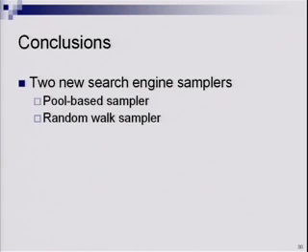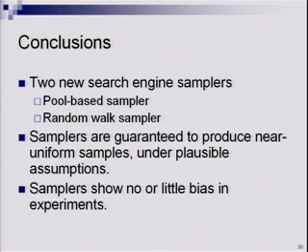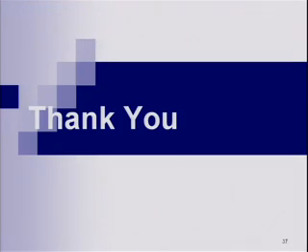Okay, to conclude, we presented in our work two new search engine samplers. One is the pool-based sampler, on which I focused in this talk, and the other is a random walk sampler. For both samplers, we were able to prove that they are guaranteed to produce near uniform samples under plausible assumptions. And we also ran experiments that showed that these samples have little or negligible bias. That's it. Thank you.